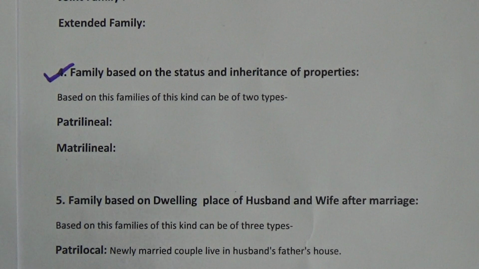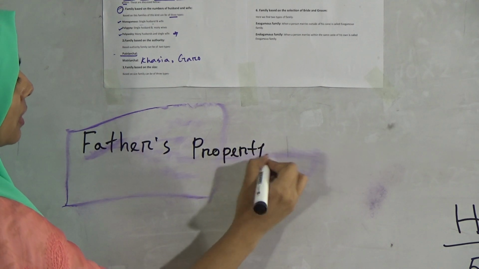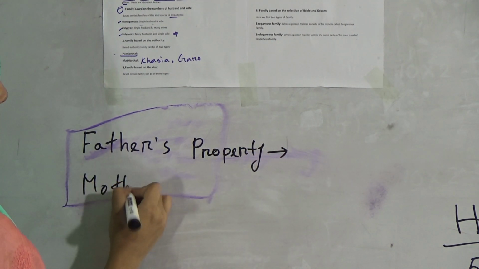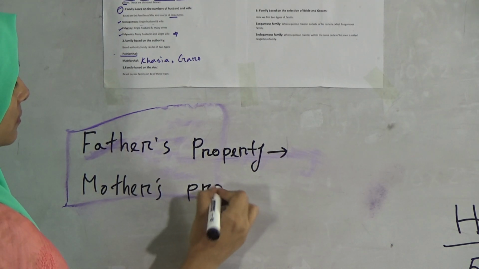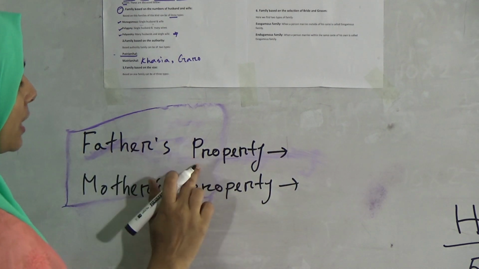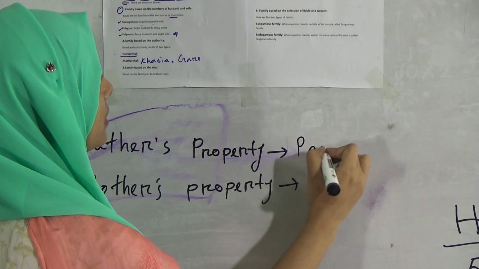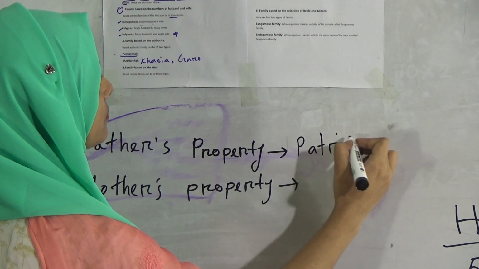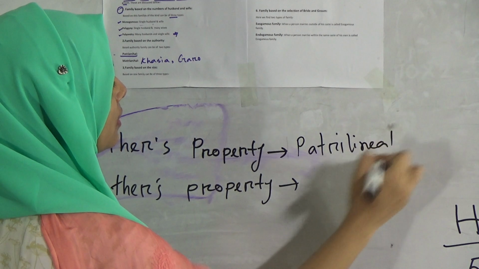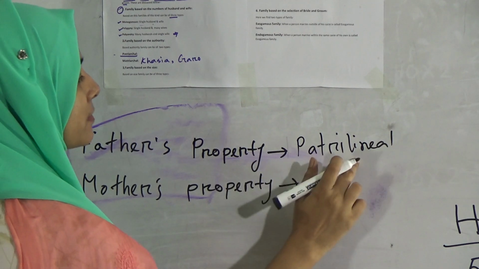Suppose in a family where people are getting father's property, and at the same time mother's property. In a family where a child gets father's property, that is called patrilineal. Where the children get father's property, this is called a patrilineal family.